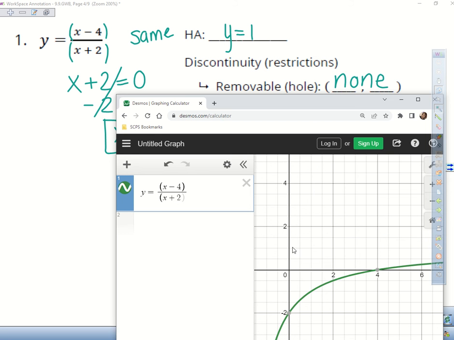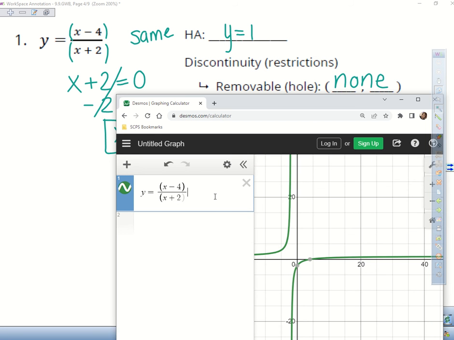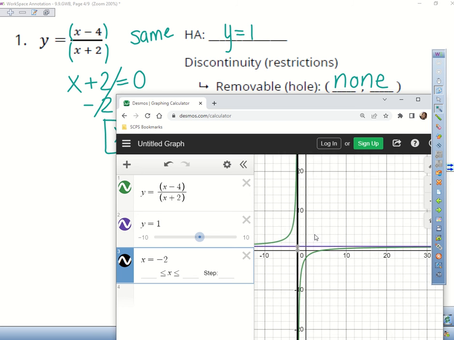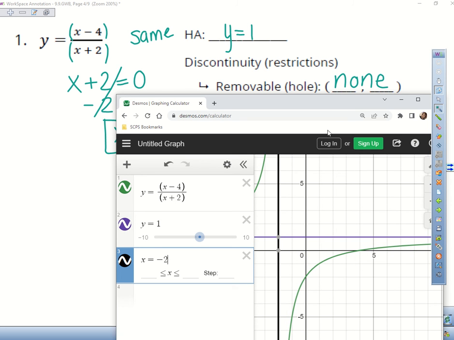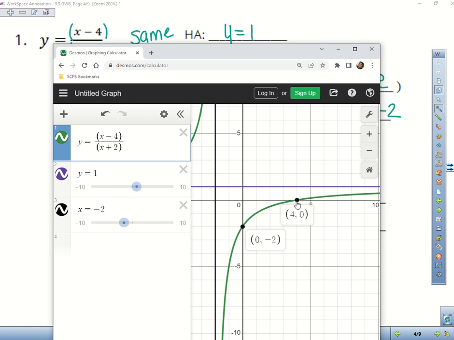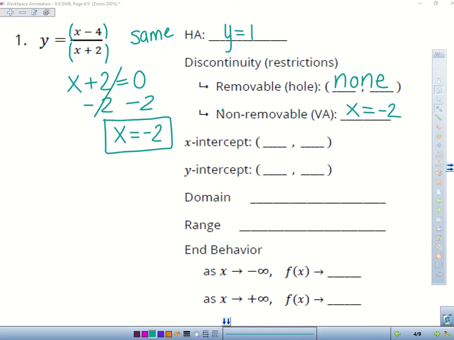Okay, so this is what my equation looks like. Now I'm going to go ahead and put in my asymptotes, which are right here, and you can confirm those visually as well. Now looking at this, I want to find my intercepts, so I look at where my graph crosses the x and the y-axis. So everybody see those 2 points? Okay, so those are my intercepts. So I'm going to write those down here. Okay, so we have an intercept at (0, -2) and at (4, 0).